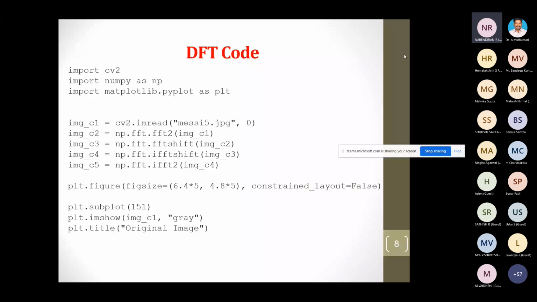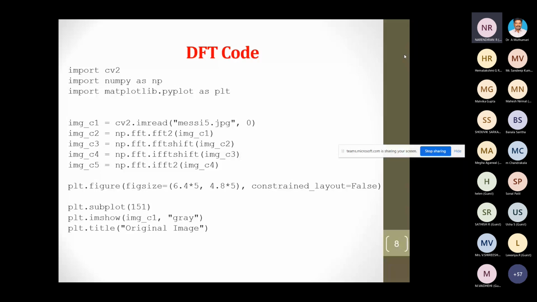For CV2 there is no alias name. As it is, I'm going to use CV2. And the second statement, I'm going to use NumPy as NP. Whenever I say NP, that is nothing but NumPy. Similarly, matplotlib.pyplot is nothing but PLT. Hereafter, PLT is going to indicate matplotlib.pyplot, right?